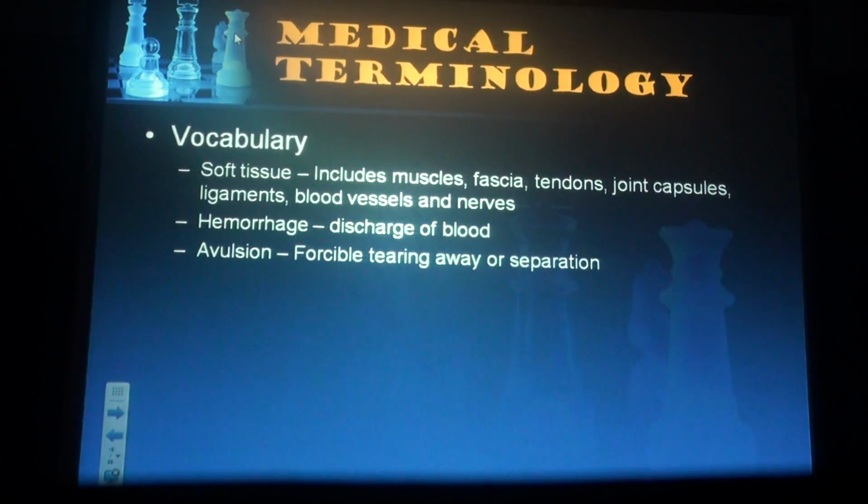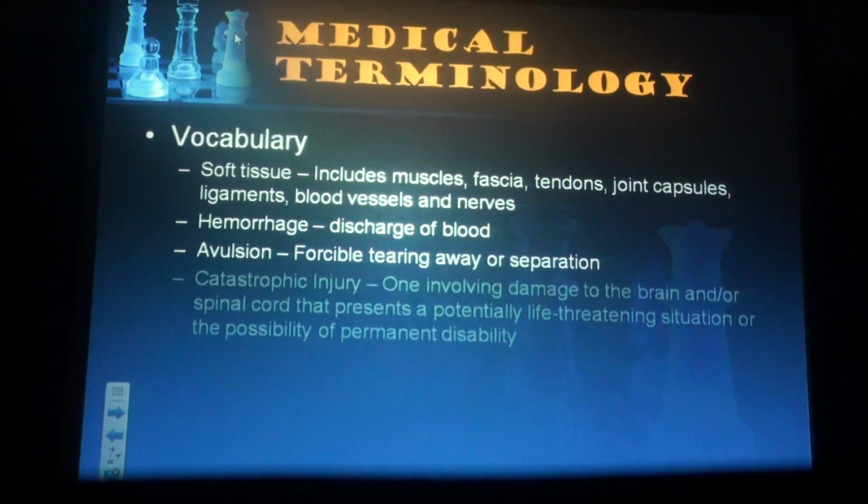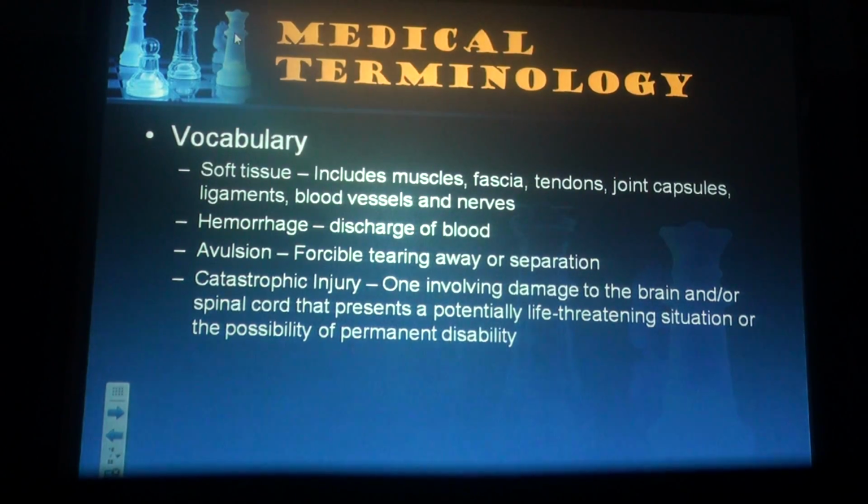Avulsion, forcible tearing away or separation. Catastrophic injury, one involving damage to the brain and or spinal cord that presents a potentially life-threatening situation or the possibility of permanent disability. That's a catastrophic injury.